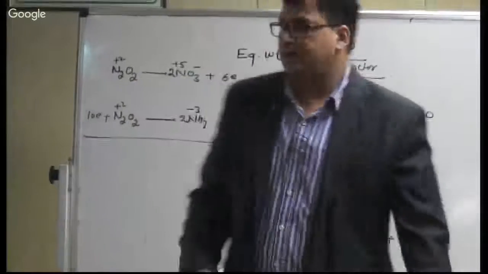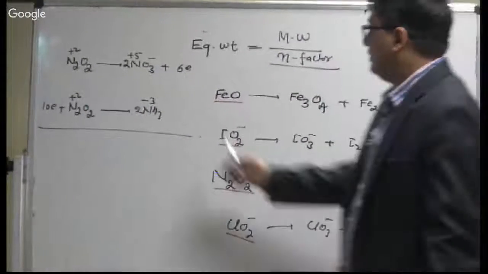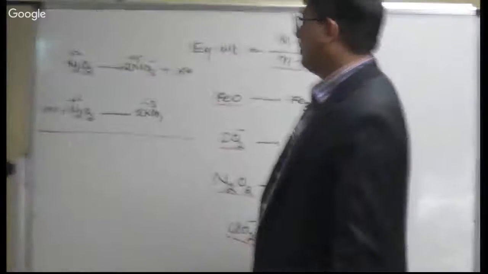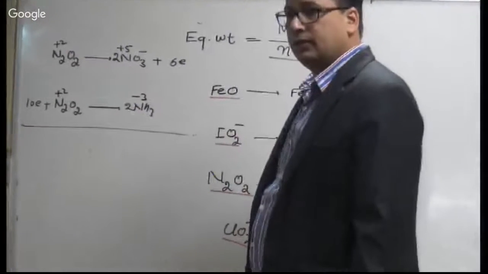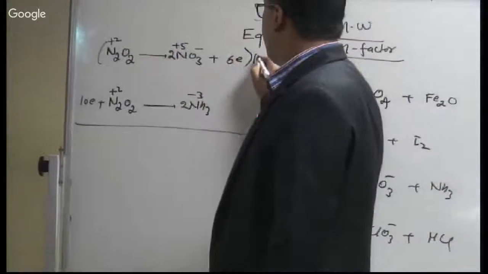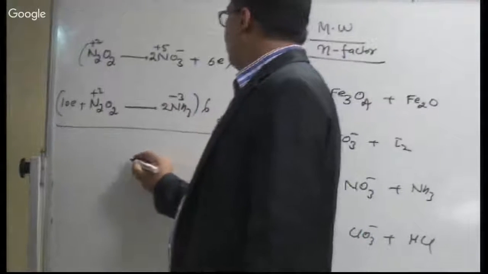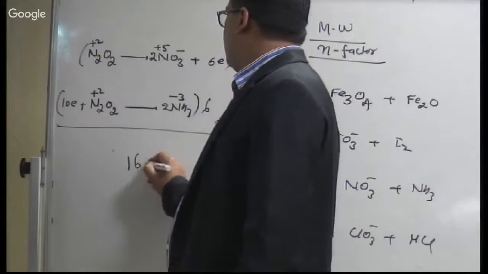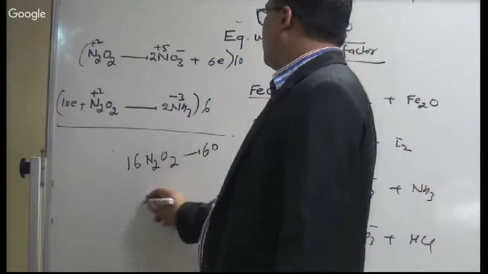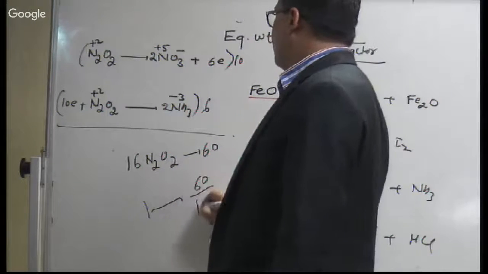There is a 6 and 10. There is 6 electron. This is 10 electron, right? So we have to multiply this by 10, multiply this by 6, so it will be 16. N2O2 transfer 60 electron. It is 60 by 16.